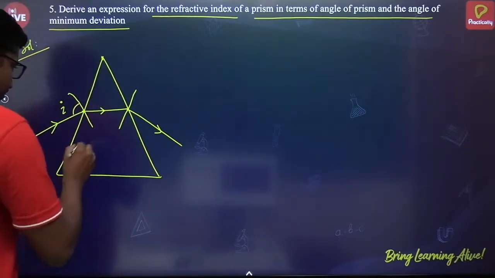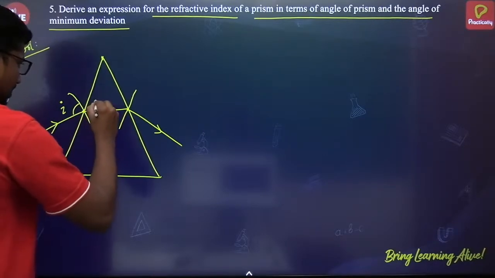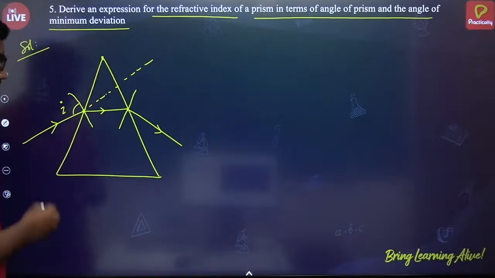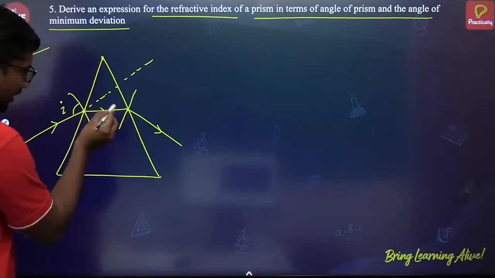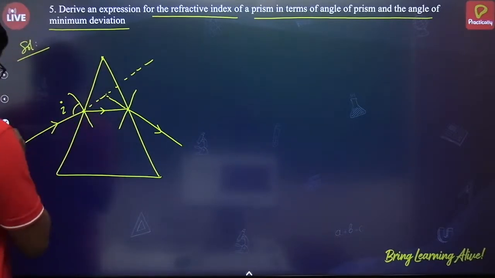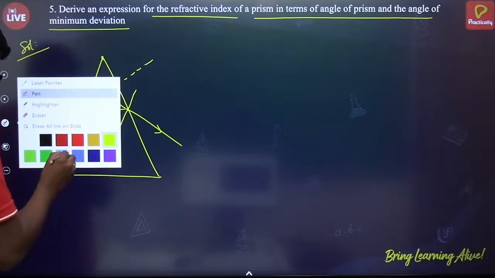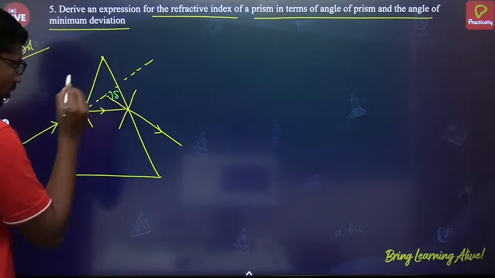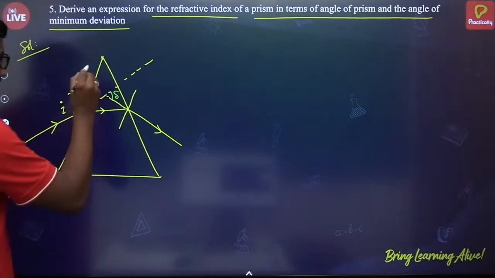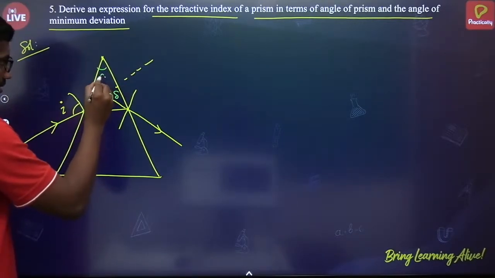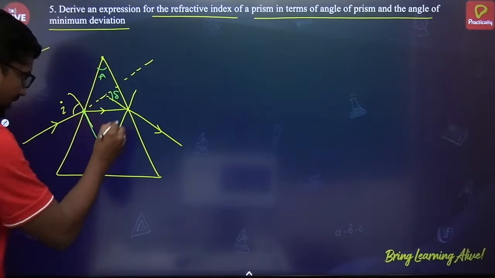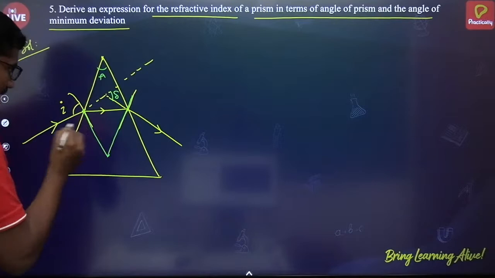Now here, this is the actual path of light, and this is the refracted path. So the angle through which the light ray has deviated is the angle of deviation, let it be delta. This is the angle of prism, let it be A. For convenience I'll extend this and it will become like this.